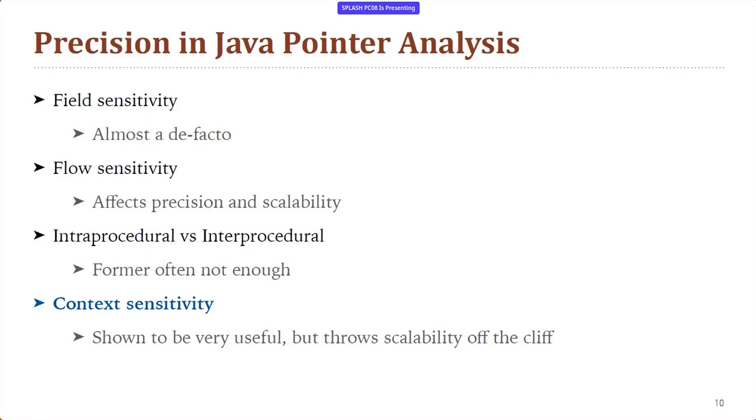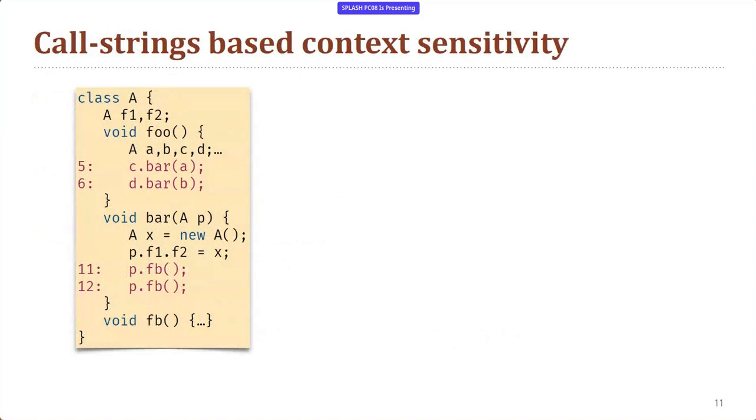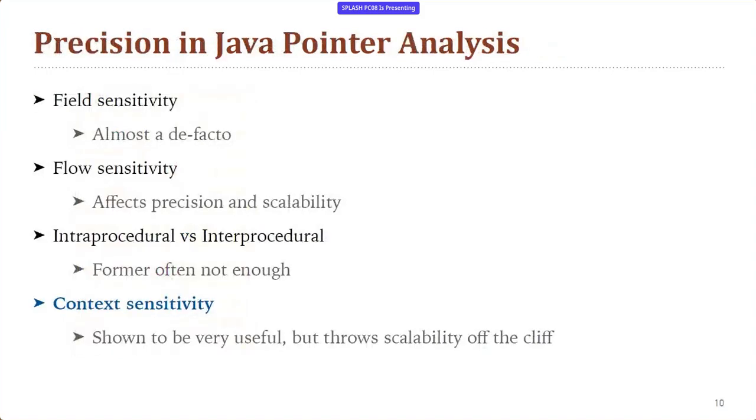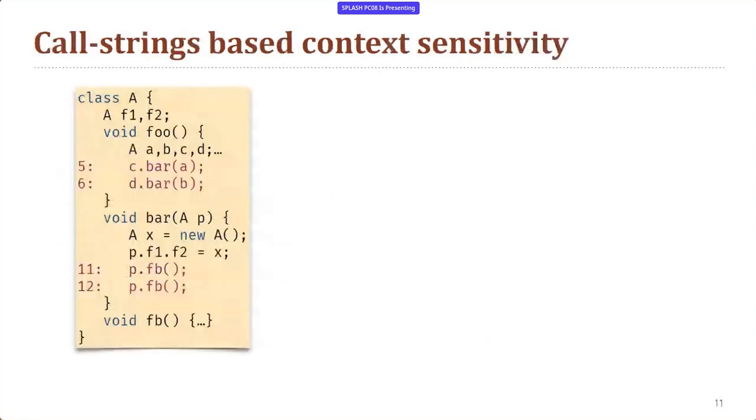Right? So let me give you an example of context sensitivity here, and I will try to tell how we imparted efficiency to context sensitive pointer analysis. Let's say I have a class A here with two fields f1 and f2, a method foo, which calls the method bar at two places here, and bar in turn calls fb, which let's say doesn't do anything interesting about pointers.